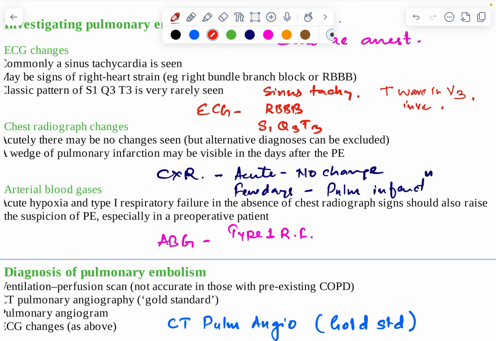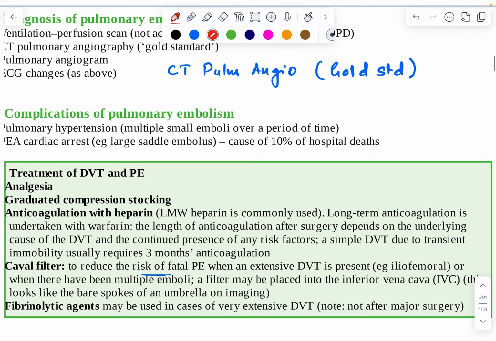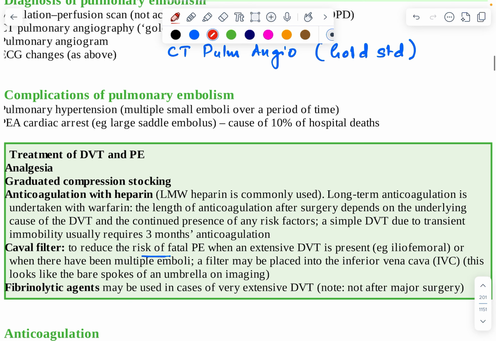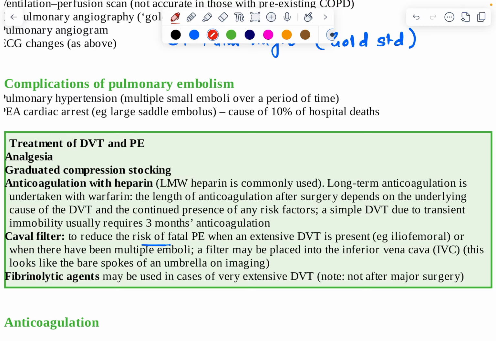On arterial blood gas analysis, you can get type 1 respiratory failure. The ventilation perfusion ratio scan is not accurate in those with pre-existing lung disease. CT pulmonary angiography is the gold standard. So, complications of pulmonary embolism and treatment. With multiple emboli, cardiac arrest may occur, in about 10% of hospital cases. Now the treatment of DVT and pulmonary embolism.